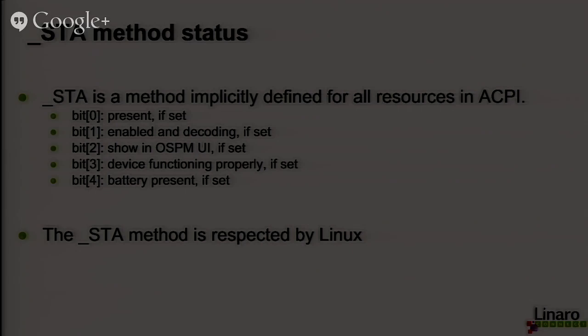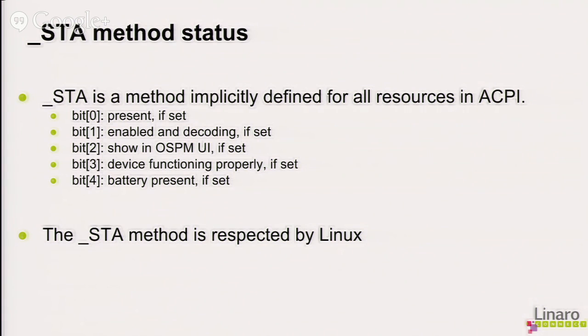So instead, it was suggested that we leverage this underscore STA method, which is a method that exists implicitly in all ACPI objects that you can call. And if that returns one of these values, for example, present, enabled, decoding. It should just be 0 actually. It should be 0. Maybe I put the values incorrectly.